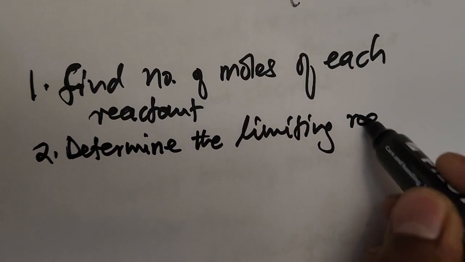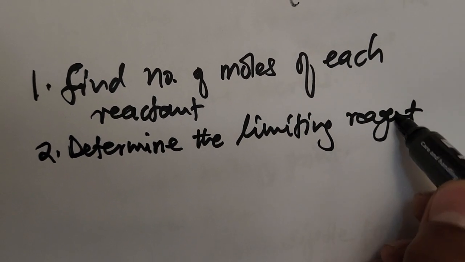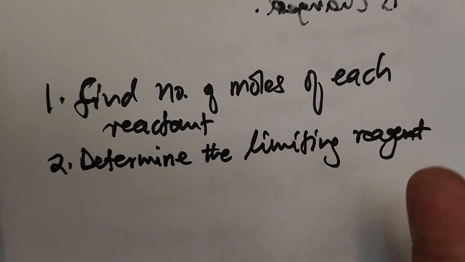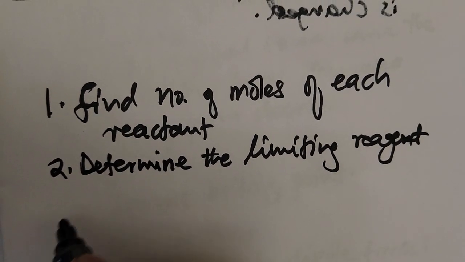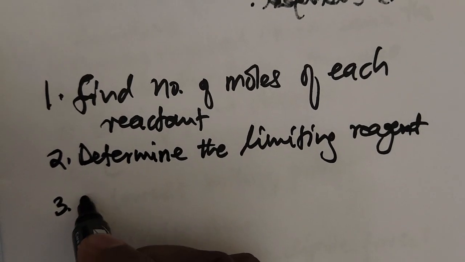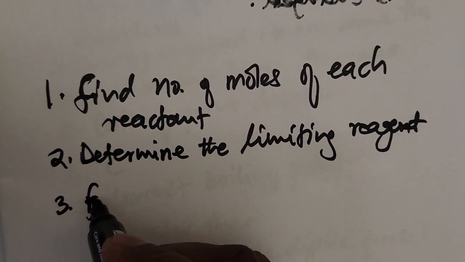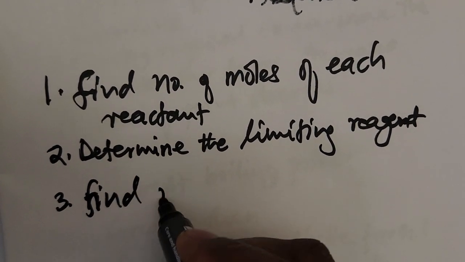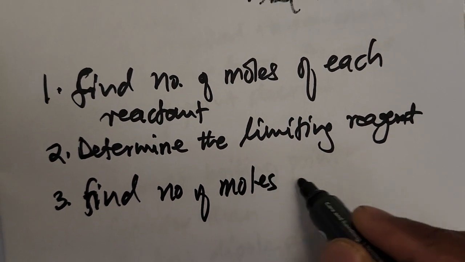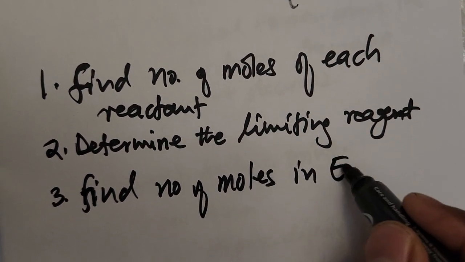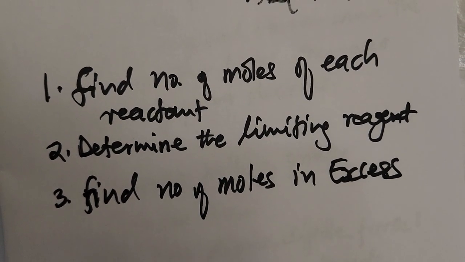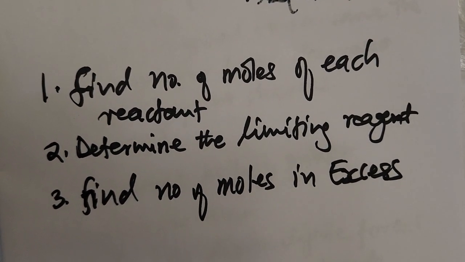Remember, there are methods that you can use. The easiest one, you just divide by the ratios. The small one is limiting. Easiest that. Once one is limiting, then the other one will be in excess. Then we have to find now the number of moles in excess. So once you find the number of moles in excess, this process is 2 marks mainly.